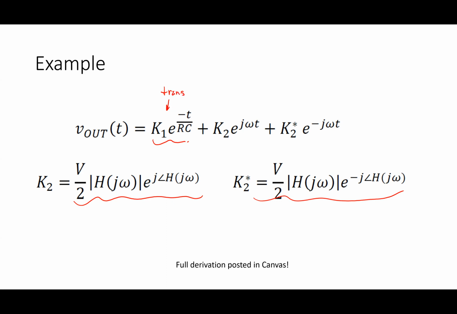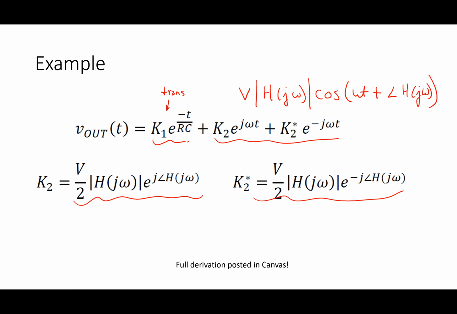And what we have over here, this is what we call our steady state response. All right, if I put those two things together, what I see is that my steady state response is basically V times the magnitude of the transfer function times cosine of omega t plus the angle of H of j omega. So this tells me an important result.